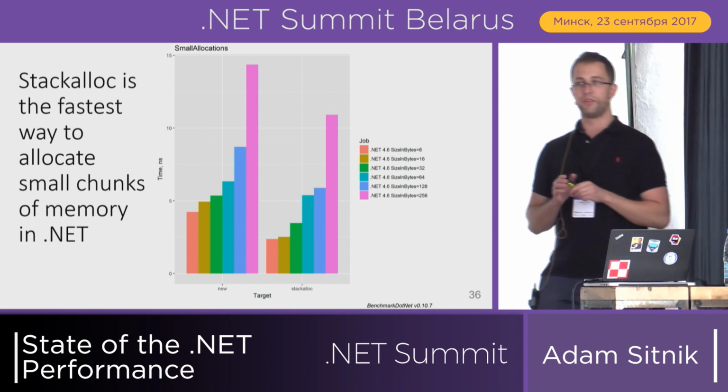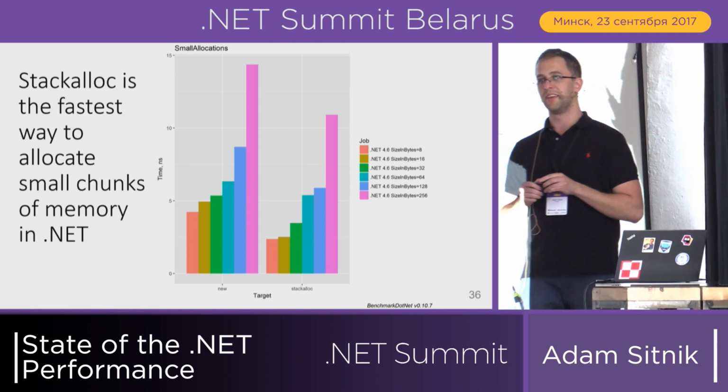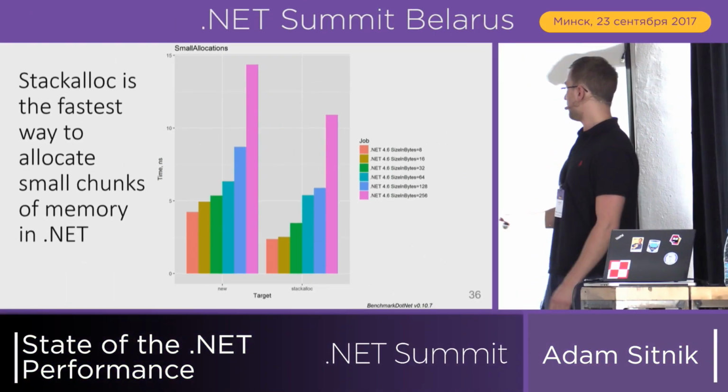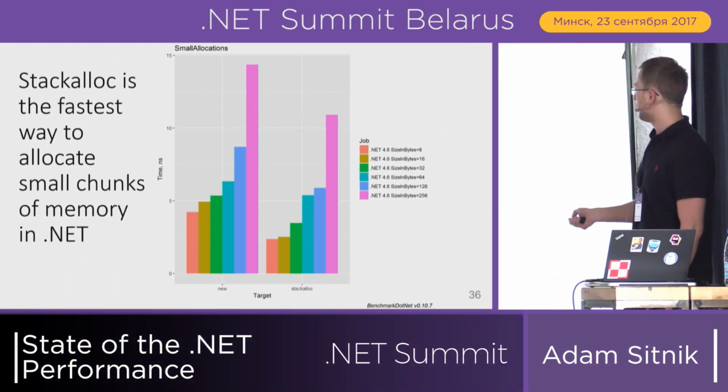Okay, who has ever used stackalloc? Okay, one person. Who has ever complained about the performance of .NET? More people, okay. So, stackalloc is the fastest way of allocating memory in .NET. It allows us to allocate memory directly on the stack, not on the heap. As you can see, for small chunks of memory, it's even 2 times faster.